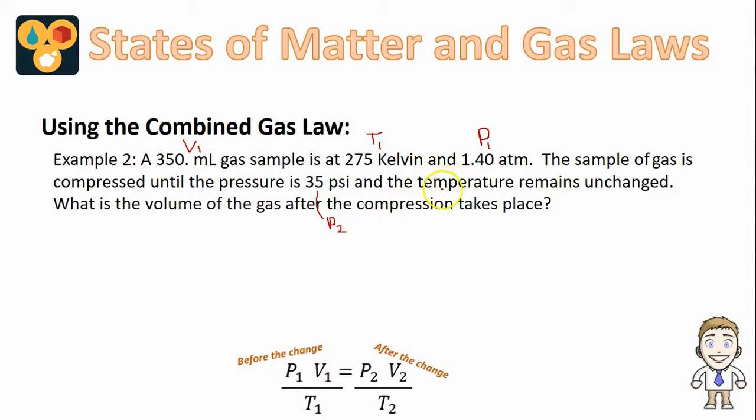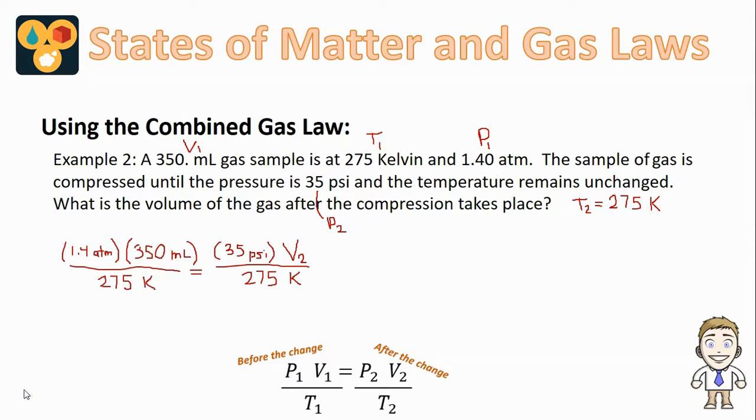That makes this my P2, which means 1.4 was my P1 and T1 and V1. Here's something interesting though. It says, and the temperature remains unchanged. So it doesn't give you what the T2 is, but if it's unchanged, that means the T2 is the same as the T1. So we know that the T2 is also 275 Kelvin. You can label that so you don't forget.